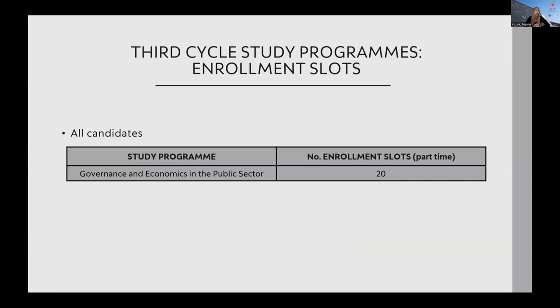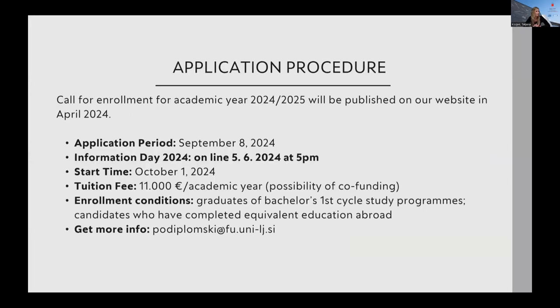For all candidates, we have just 20 slots for all enrollment, and it is part-time study. Can you go further? It also has a tuition fee, 1,000 per academic year, and it starts in October 2024. If you want to see and also talk with the different teachers and ask us something, we also have an information day for this third cycle program, which is online on the 5th of June at 5 p.m. So for the master's study program at 4 p.m., for the PhD study program, we have it at 5 p.m.